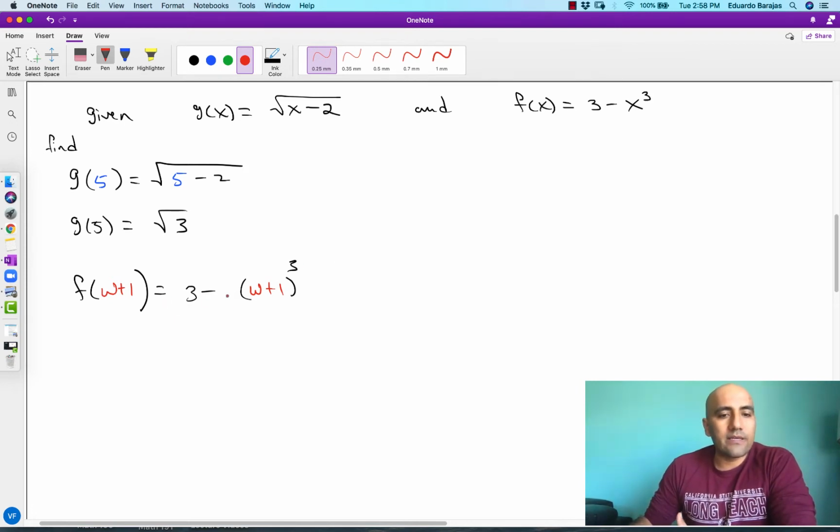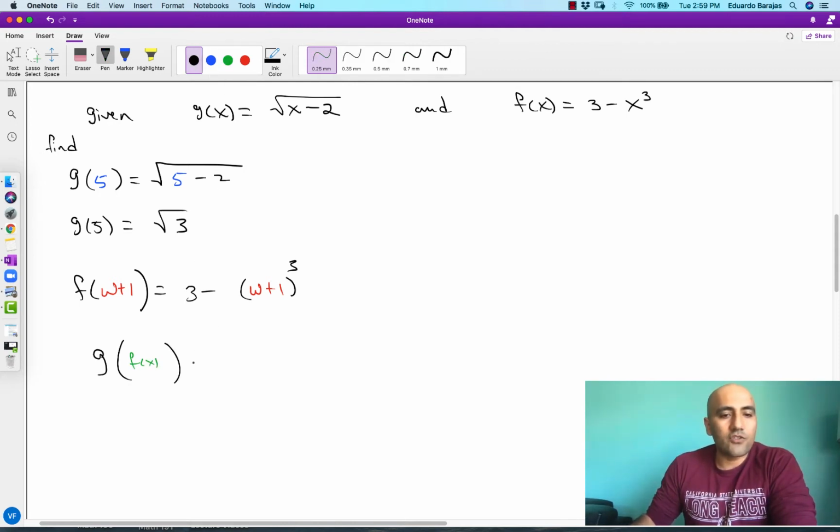You got to cube this. You got to distribute the minus, cancel like terms. Okay, so I'm not going to do that, but this is what it equals. Okay, so we can evaluate a function at a number. We can evaluate a function at a variable or a little equation, or we can evaluate a function at another function. So, for example, we could find f composed with f of x.